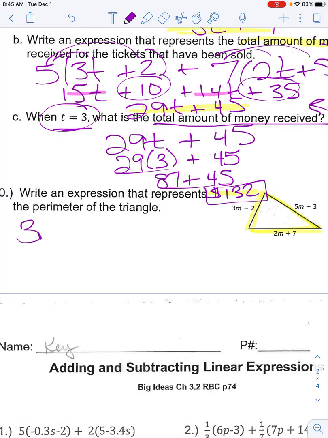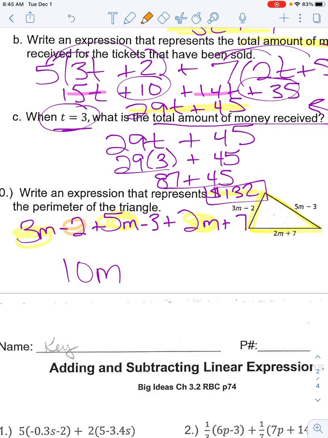So 3m minus 2 is one of the sides, plus 5m minus 3 is a second side, and then the last side is 2m plus 7. So that's the expression, but we always simplify. So let's combine like terms. 3m plus 5m plus 2 more m's. That's 5, 6, 7, 8, 9. That's 10 m's.